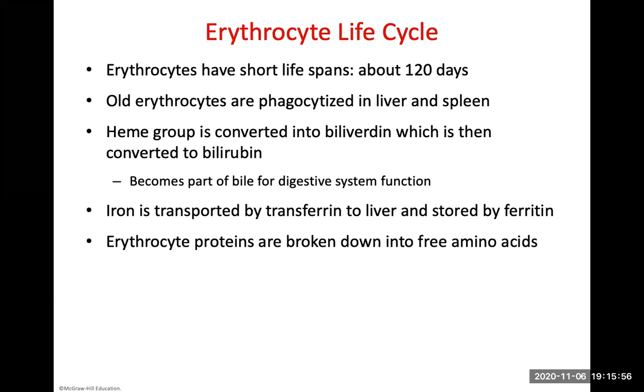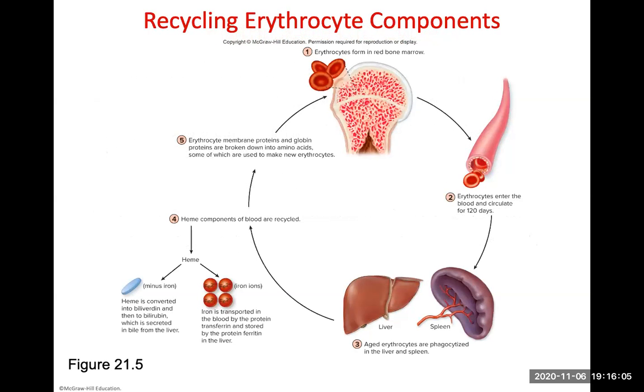Iron is then transported by transferrin to the liver and stored by ferritin, and erythrocyte proteins are broken down into free amino acids. So this shows how erythrocytes and their components are recycled after 120 days, their lifespan. They will be phagocytized in the liver and spleen. The heme components of the blood will be recycled. The heme will be converted into biliverdin, eventually into bilirubin and bile, and then the iron will be transported in the blood by the protein transferrin and stored by the protein ferritin in the liver.